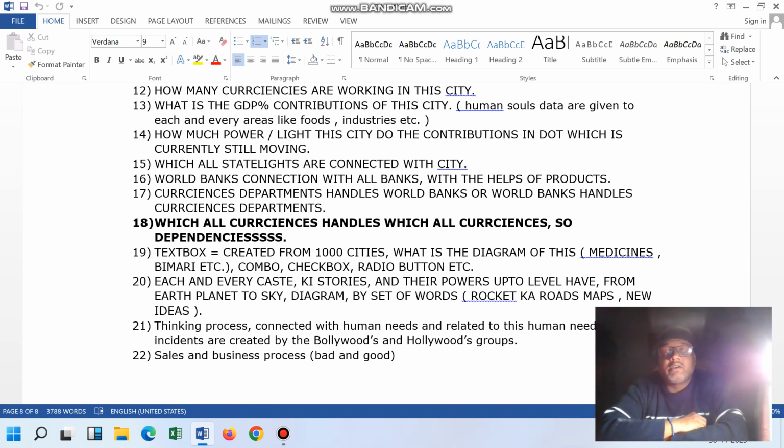How are they going to do it? You can't pass a single level of conditions from the earth planet to the universe, that is the sky, without any permission. Rockets and missiles are sent with permission. Without permission, not a single energy is sent to the universe. Then how are we going to misuse it?